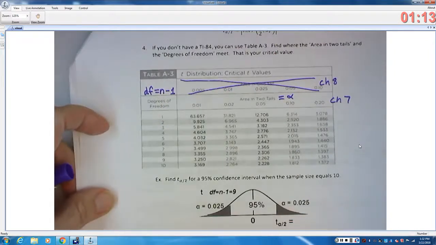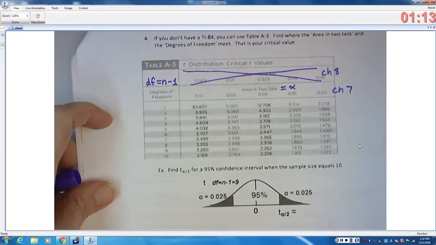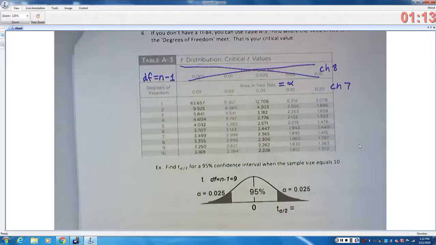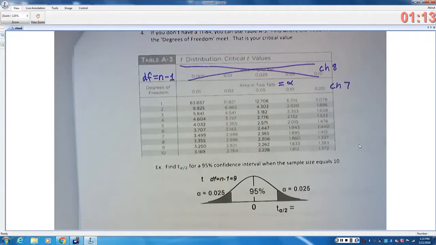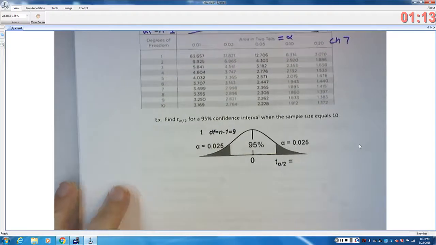So we're going to do an example with a T distribution to find the critical value. So that's another skill. Yes? So on the TI-84, when you do the... Yeah, I'm going to do an example. You're getting a little ahead. Let's do an example. Okay, let's do this example together.